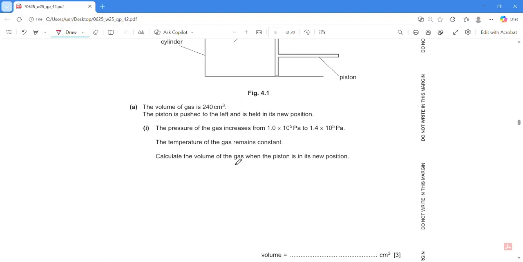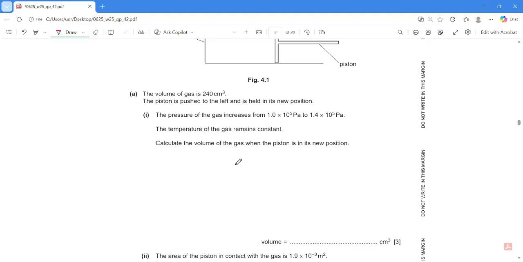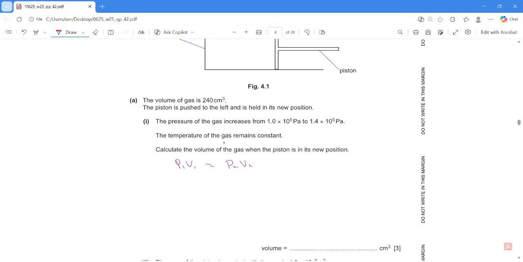Question number 4. Calculate the volume of gas when the piston is in its new position. So easy. The formula is P1V1 equals P2V2. Pressure 1 is 1 times 10 to the power 5. Volume 1 is 240. Pressure 2 is 1.4 times 10 to the power 5. And we need to find V2. So rearrange this, and V2 is 170 cm3.